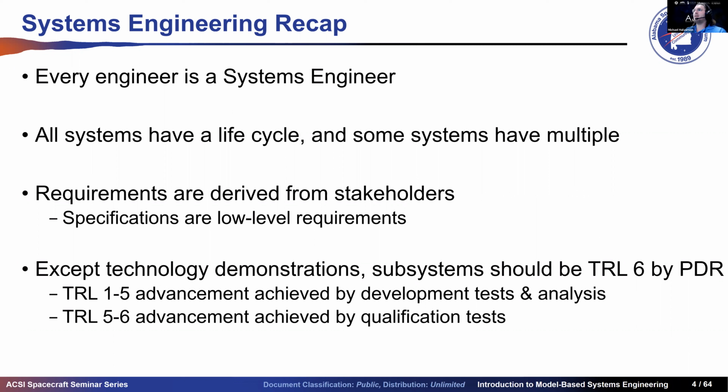The goal is to advance the technology readiness of a system so that it can work correctly in its operational environment. We are shooting for technology readiness level 6 by PDR, except for those technology demonstrations that we're building or maybe haven't been flown or operated in their intended environment yet. TRL 1 to 5 is done through development tests and analysis, and TRL 5 to 6, those are qualification tests, environmental tests in the extremes of the anticipated operational environment.